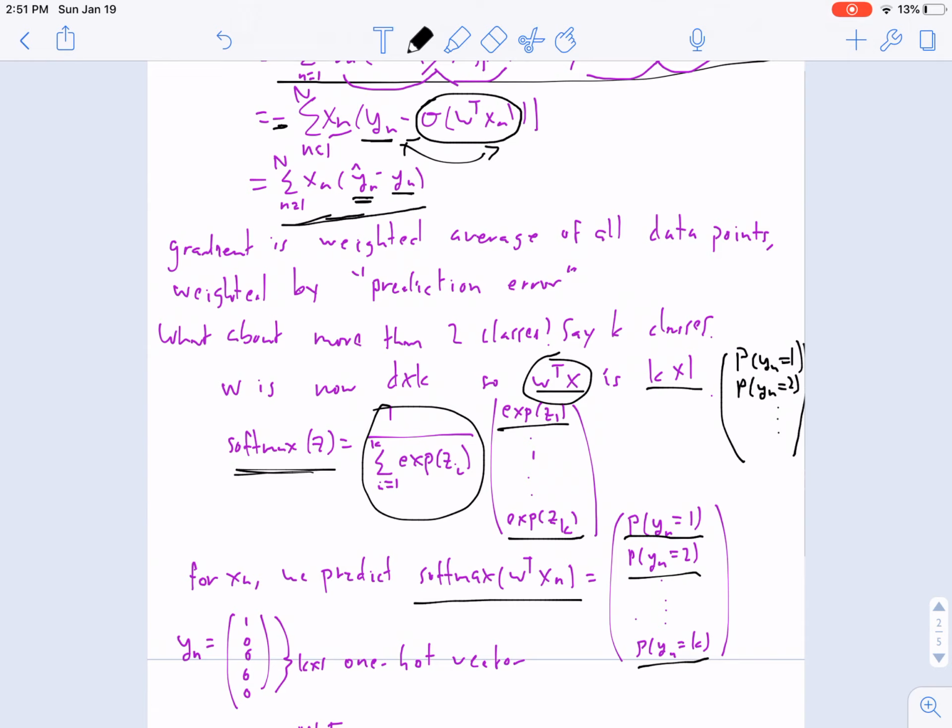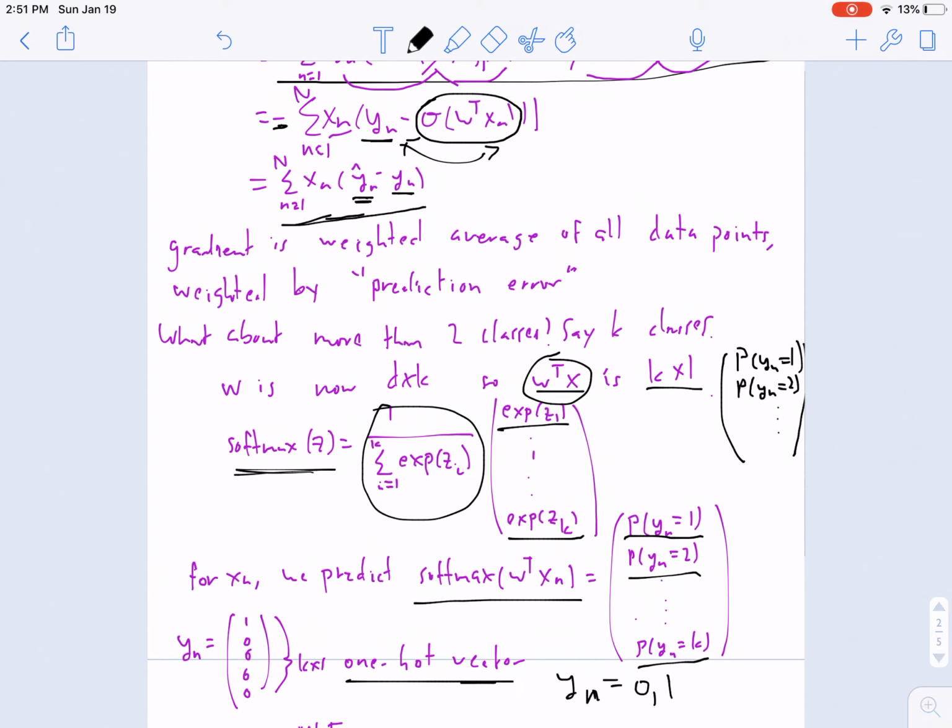And we'll have to make a little bit of an adjustment to y_n here too, because previously we said y_n could either just be 0 or 1, where 1 just represented that it was in the first category. But we don't really want to use 0, 1, 2, 3, something like that. So instead, we'll use what's called a one-hot vector.